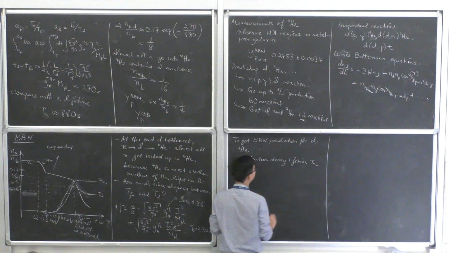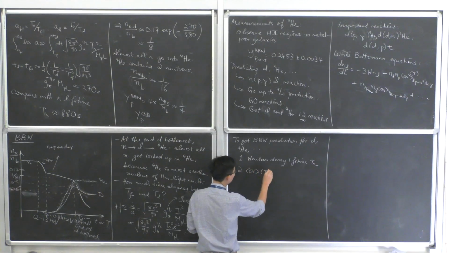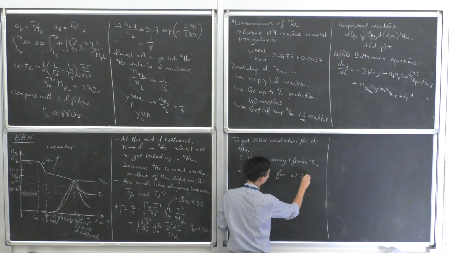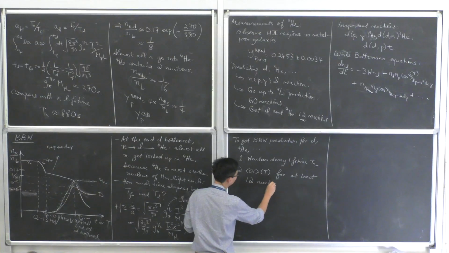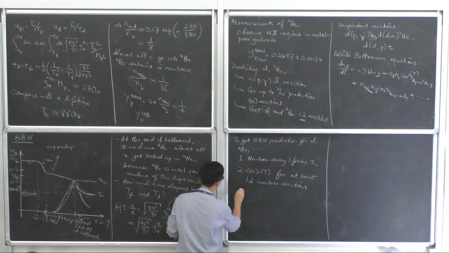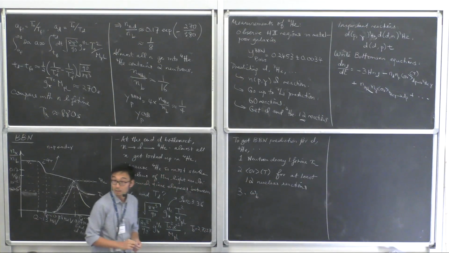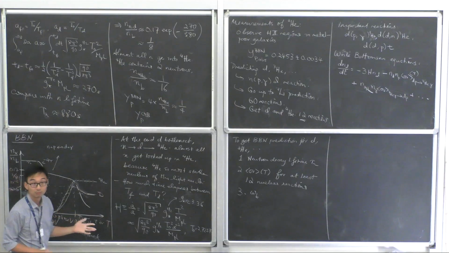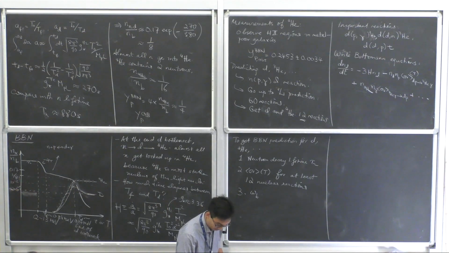tau n. Two is sigma v as a function of T for at least 12 nuclear reactions. And the last thing that you need is little omega p. Okay? With all of these things, you can do a computation. All right, any questions at this point?